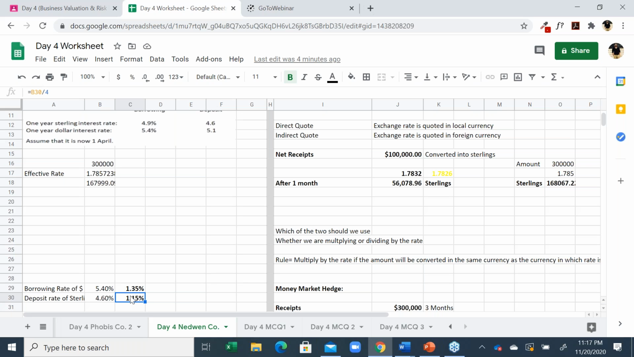Yes, Sanket, this method can be used in the exams as well.